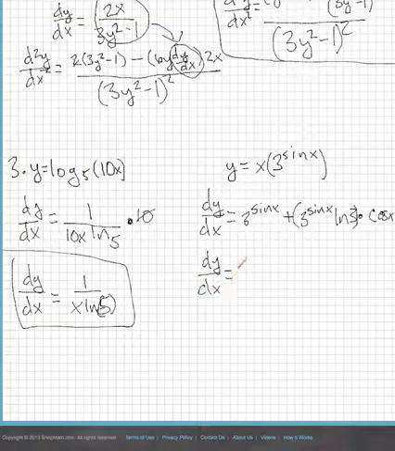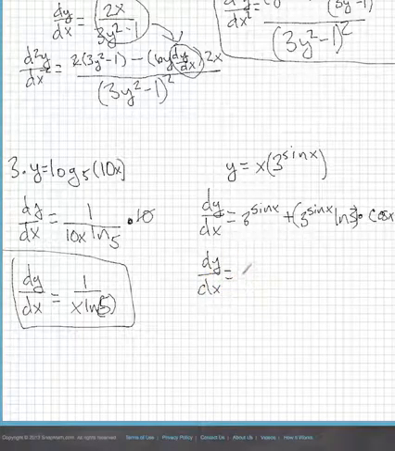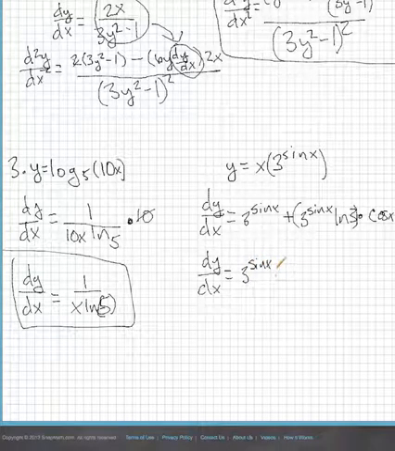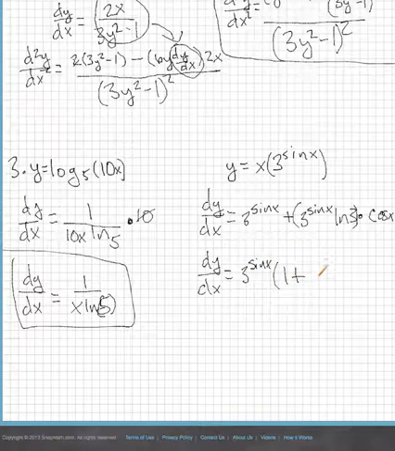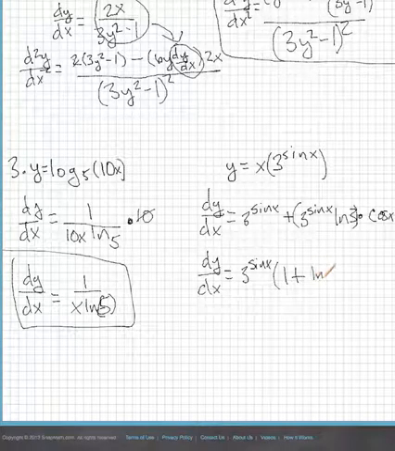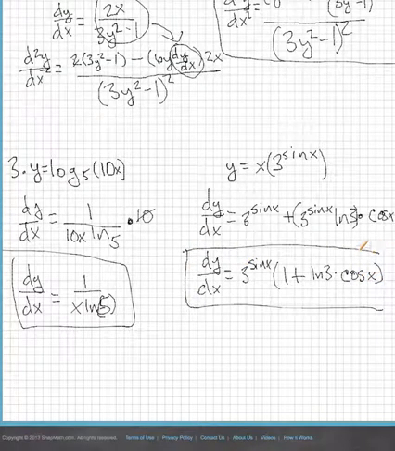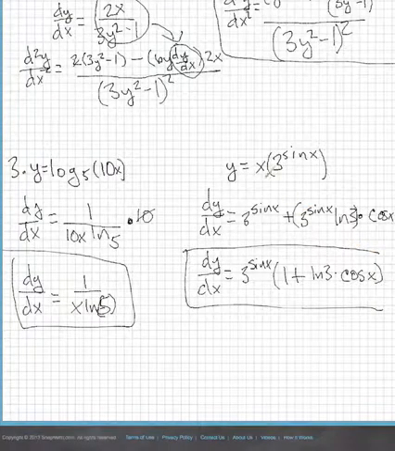All right, and so dy/dx is, I guess we can factor out a 3 to the sine x, so plus 1 plus natural log of 3 times cosine x. And that would be your derivative right there. All right, thank you for sending in your questions, and have a good night.